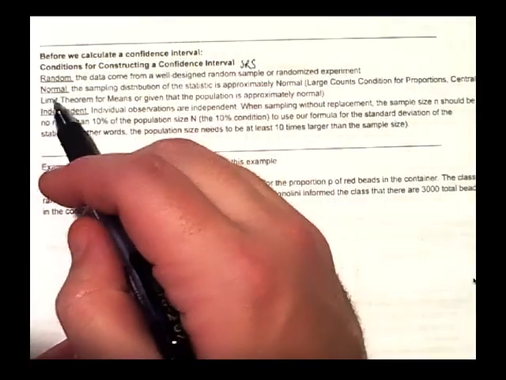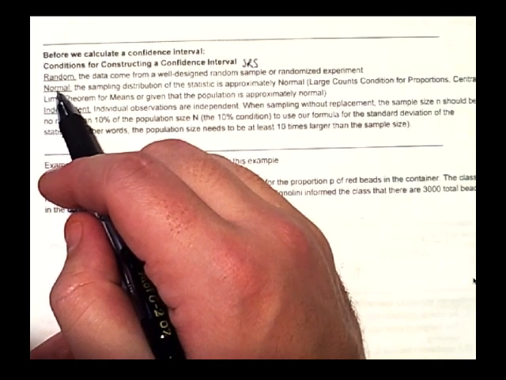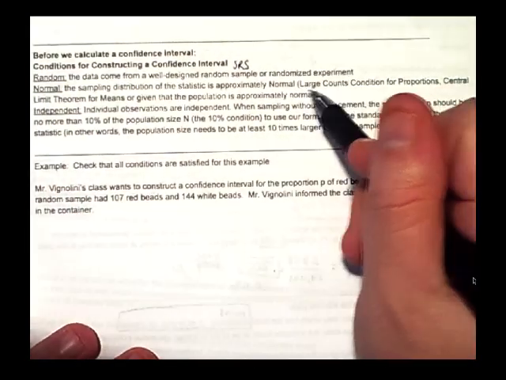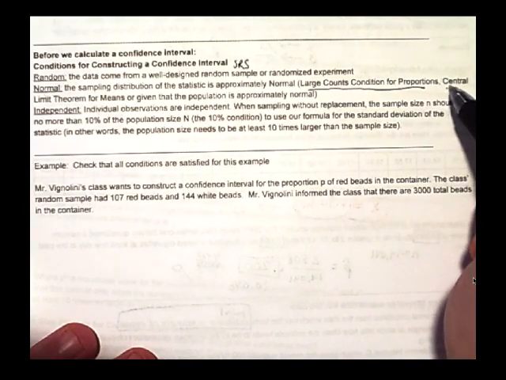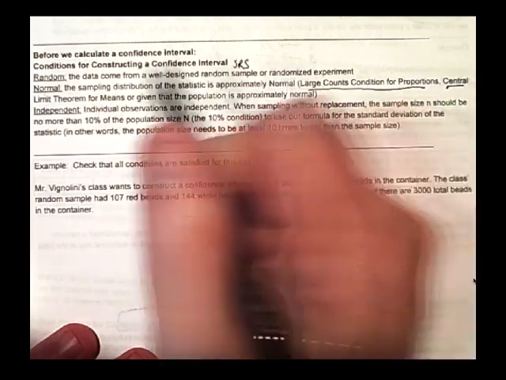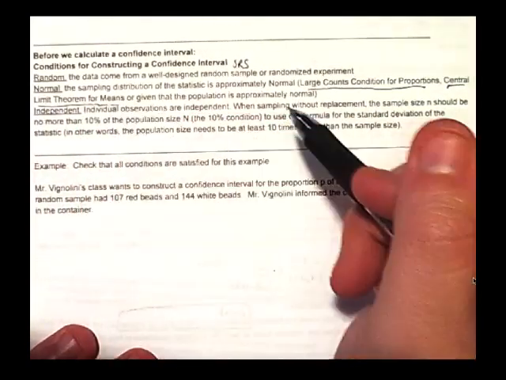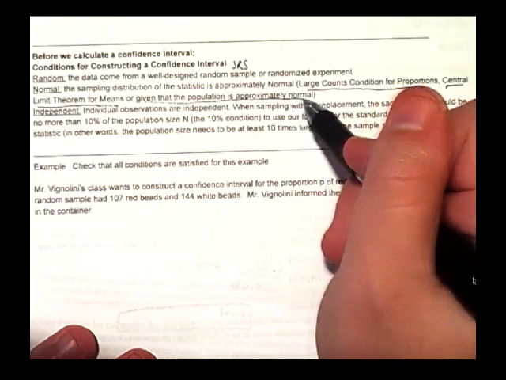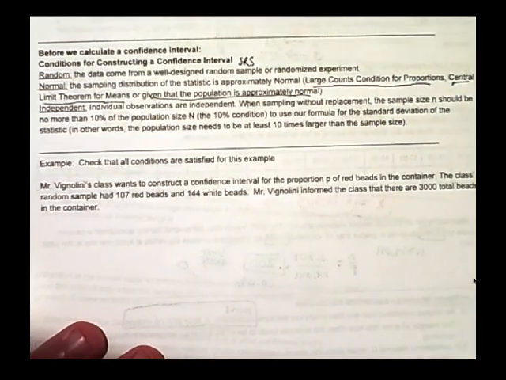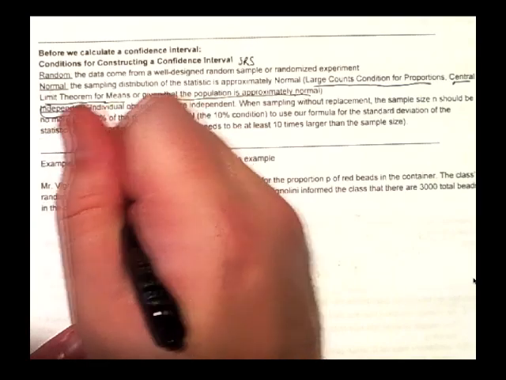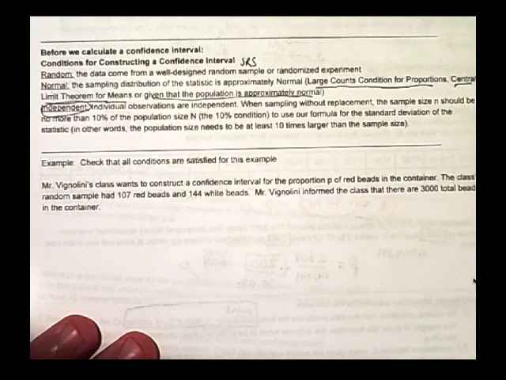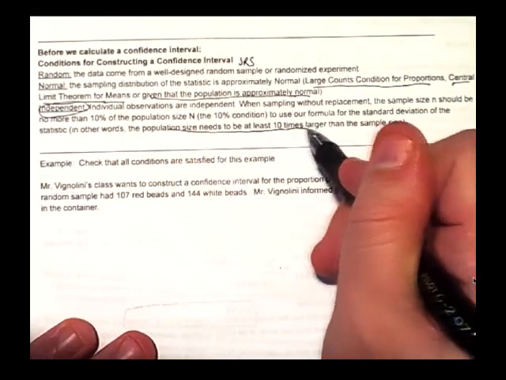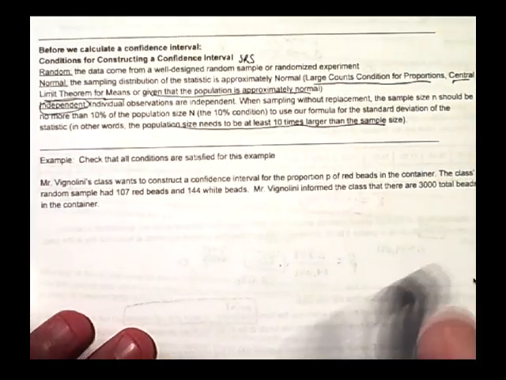Is the sampling distribution normal? Does it meet the large counts condition for proportions, or does it meet the central limit theorem for means, or are you given that the population is approximately normal? And lastly, does it meet the independence or the 10% condition? That applies to both proportions and means. The population has to be at least 10 times larger than the sample size.